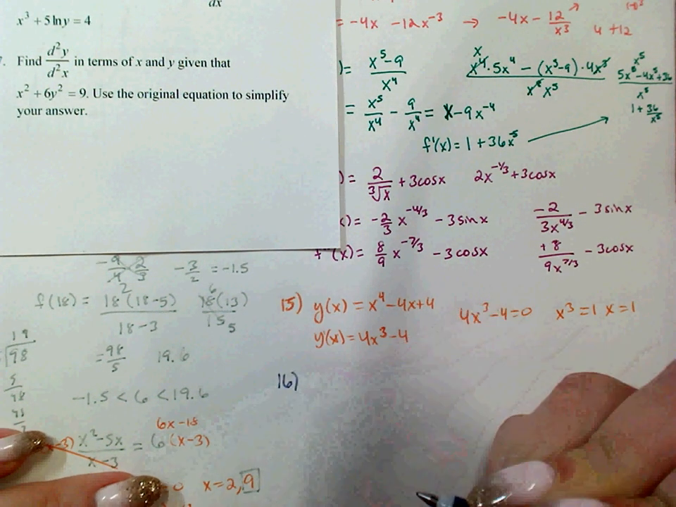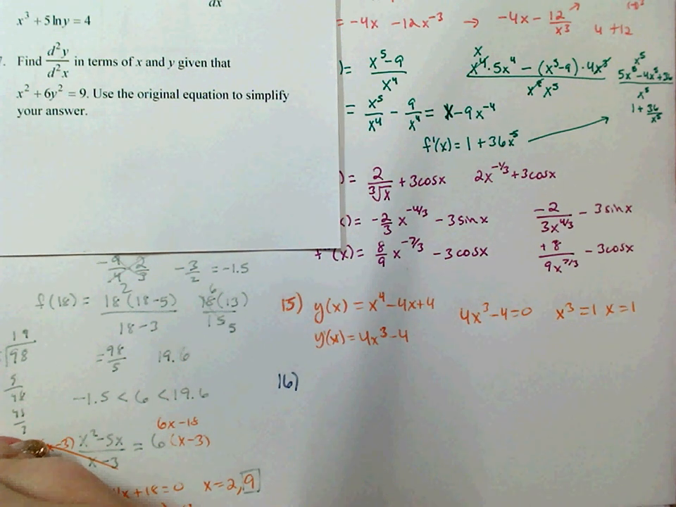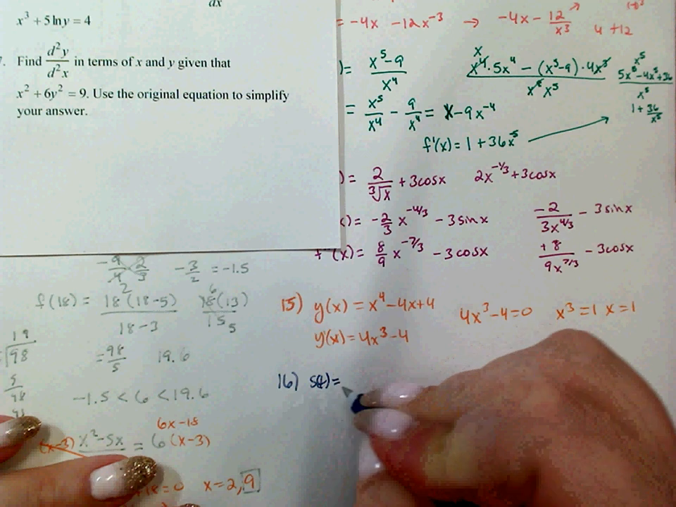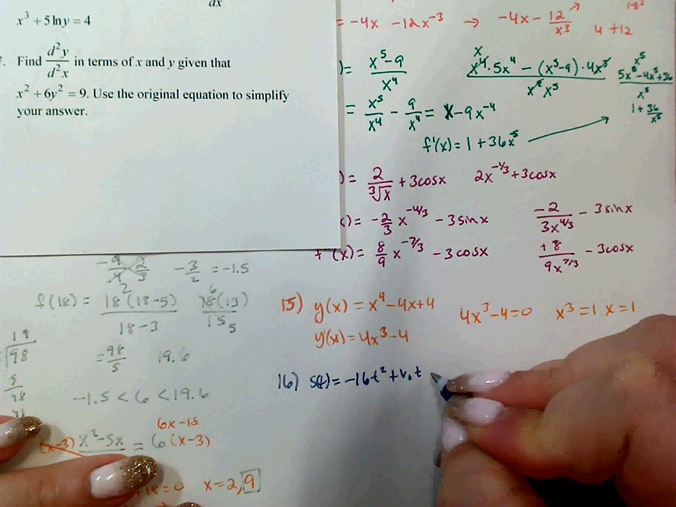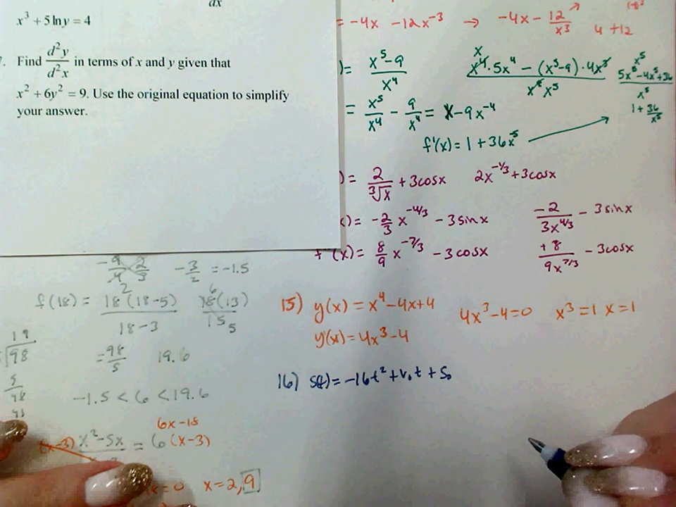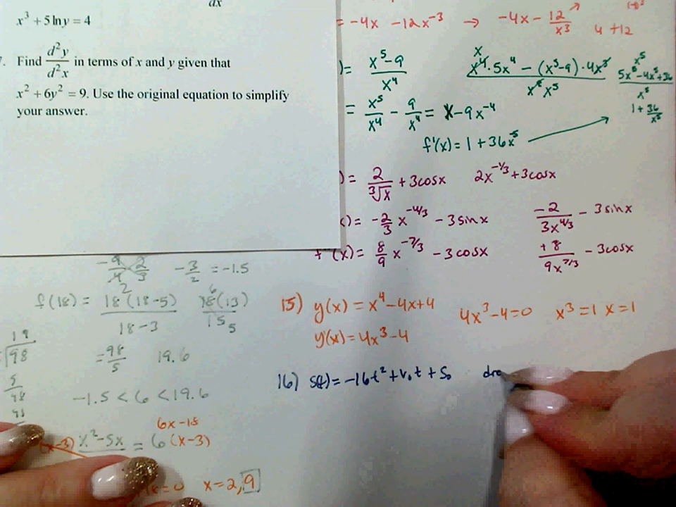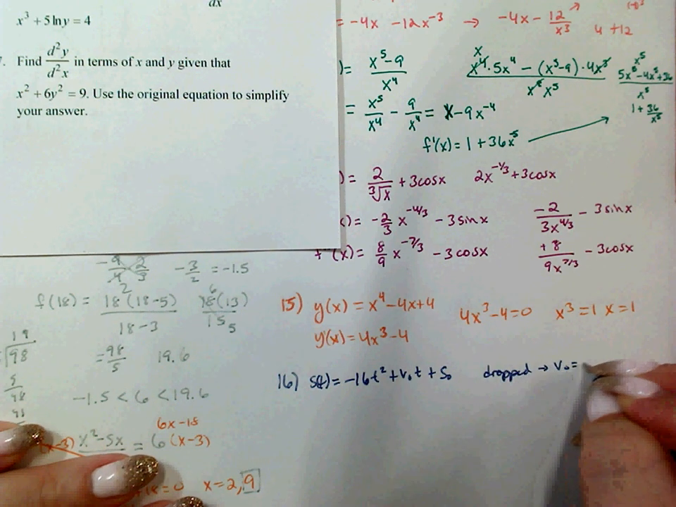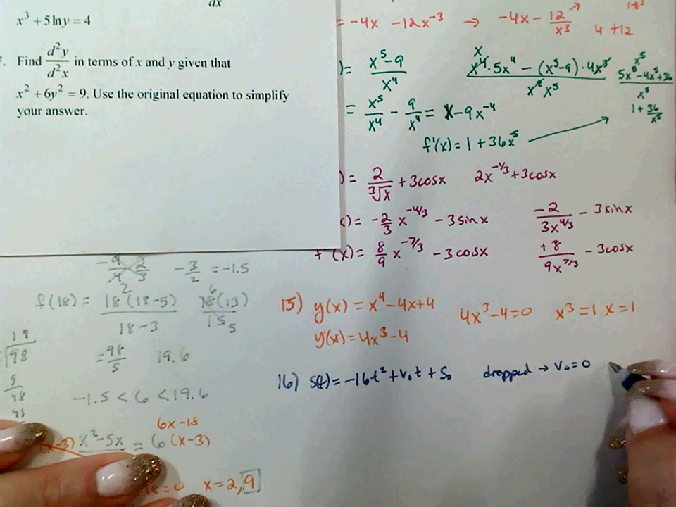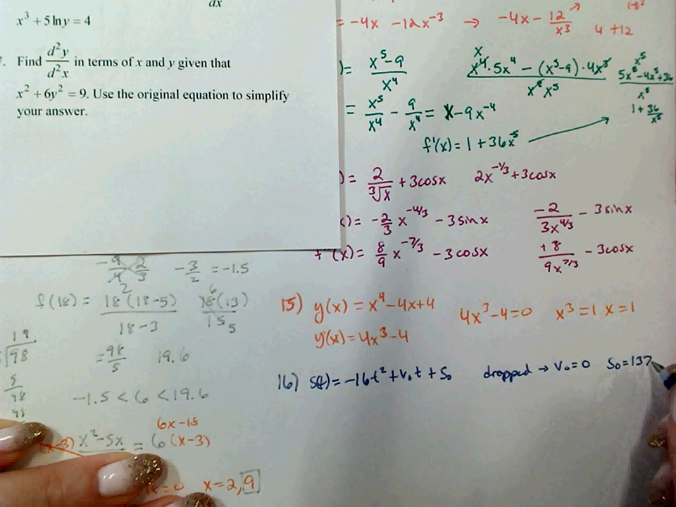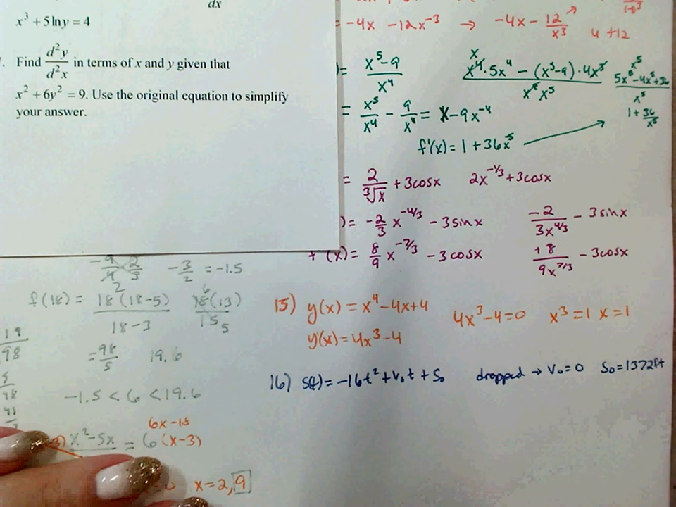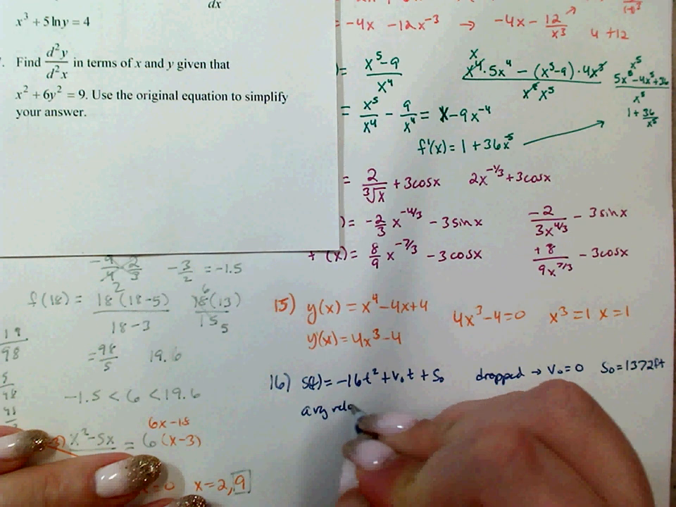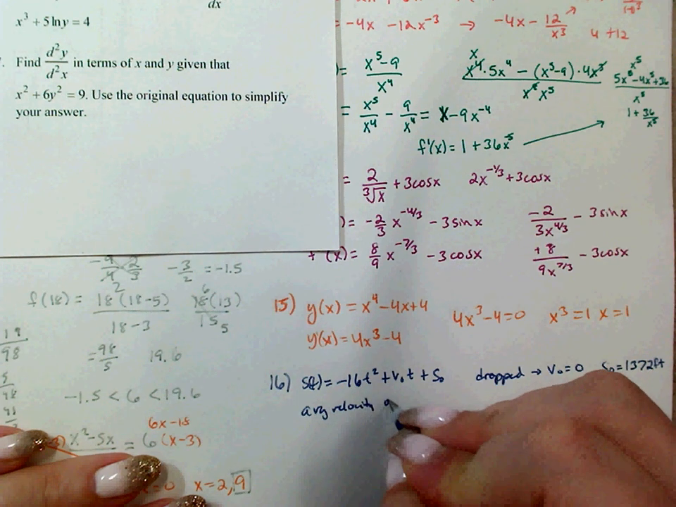Number 16 says, suppose the position function for a free-falling object on a certain planet is given by this function. Position equals negative 16t squared plus v0 t, initial velocity, plus s0, initial position. A silver coin is dropped from the top of the building, so dropped means the initial velocity is 0, from a height, so the initial position, of 1,372 feet. Determine the average velocity of the coin over the time interval 3 to 4.